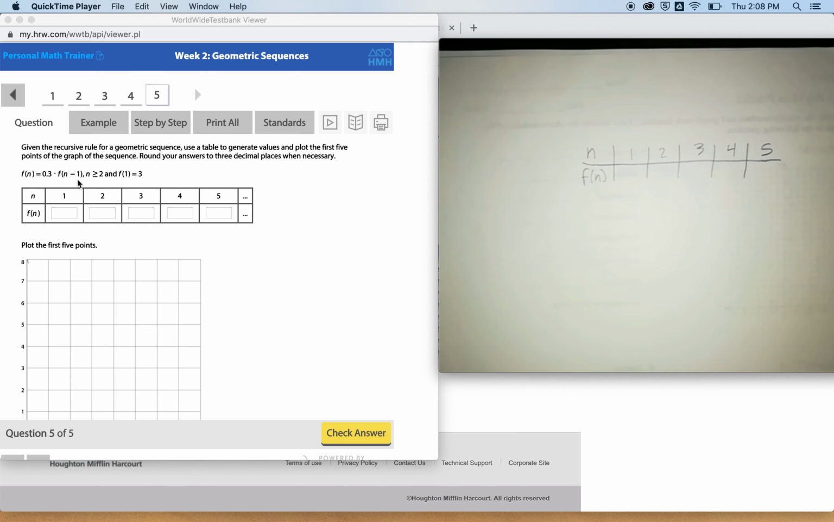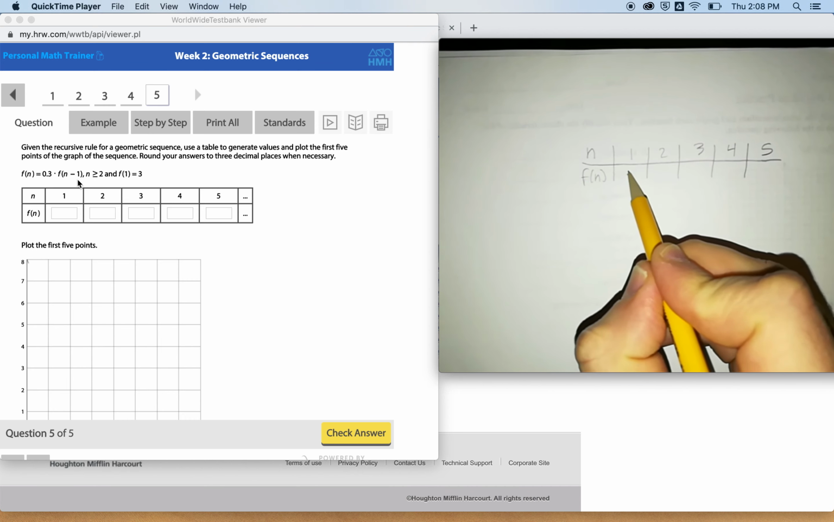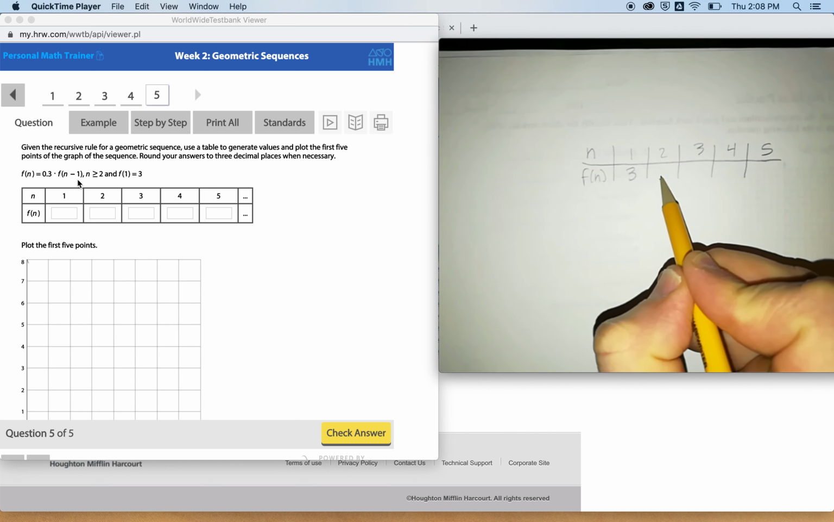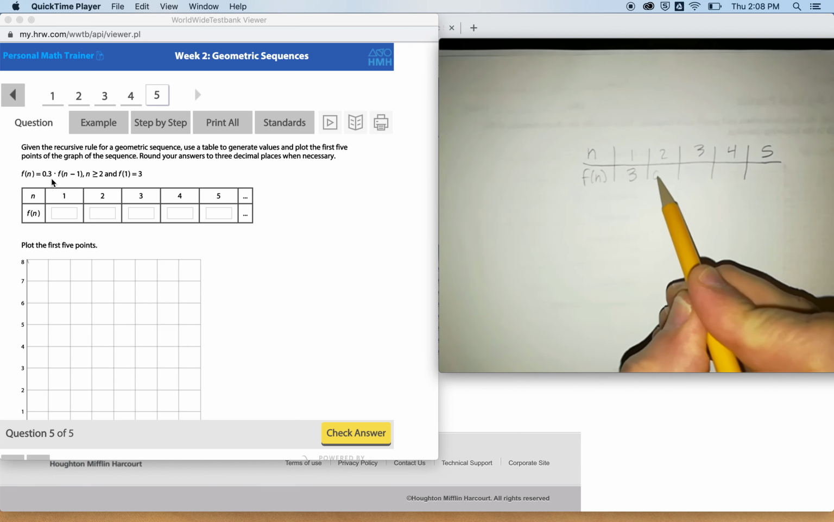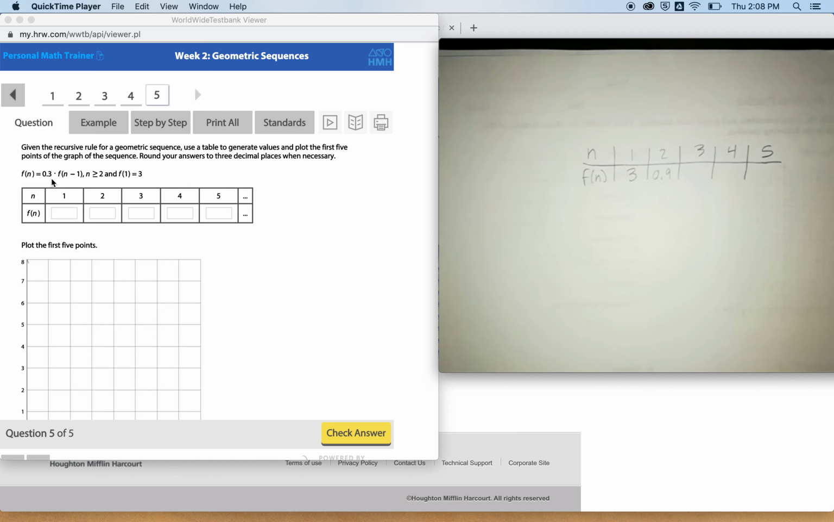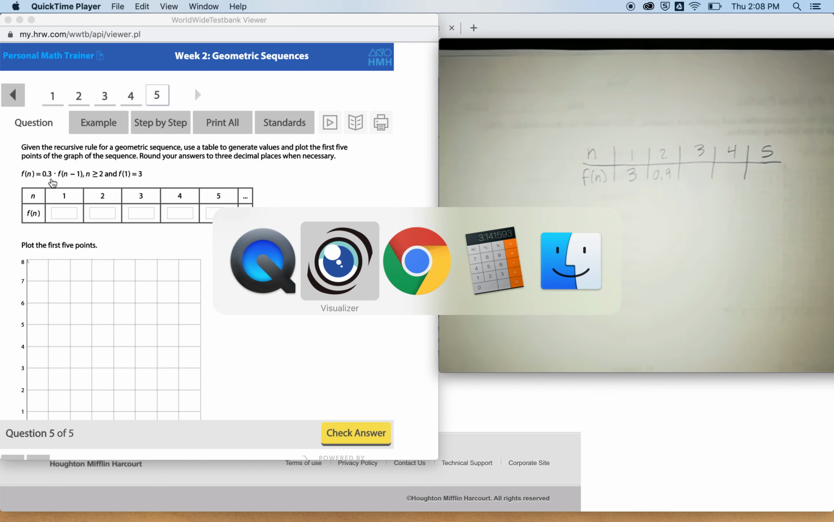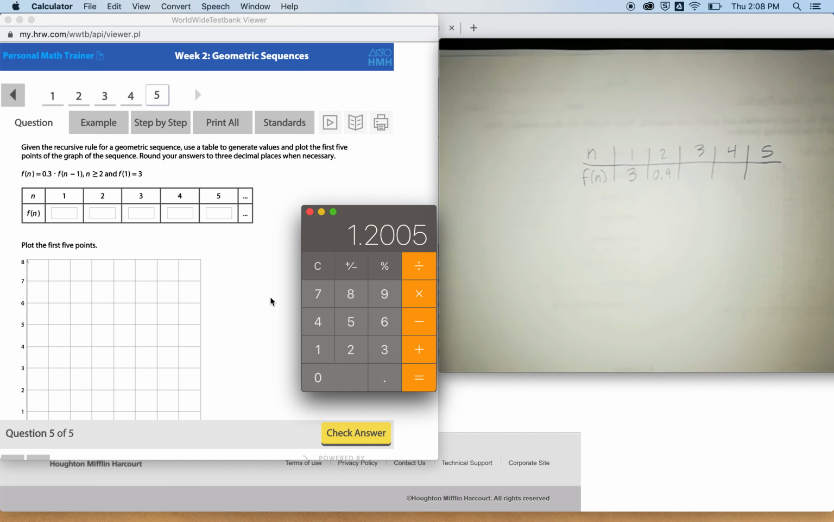All right, so f of 1 is 3, and then each term basically gets multiplied by 0.3, right? This means the previous term, for terms 2 and higher, when n is 2 or bigger, you're going to take the previous term, that's what that represents, and multiply it by 0.3. So 3 times 0.3 is 0.9, and then 0.9 times 0.3, I believe it's 0.27, but let me just bring up a calculator just in case. So 0.9 times 0.3 is, yes, 0.27.